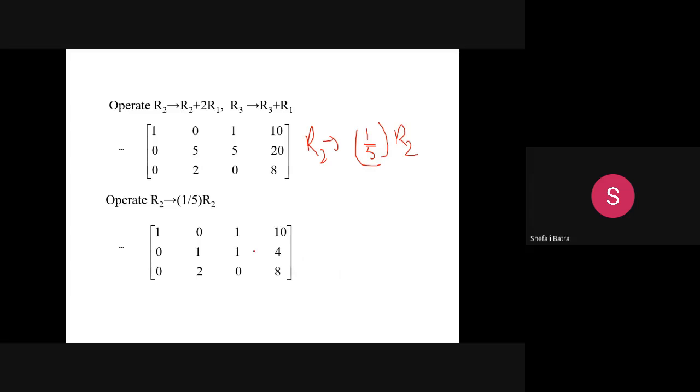Now, what next? Can I multiply this R2 by 1 by 5? R2 becomes 1 by 5 times R2. So it would become 1, 1, 4. So you're writing here 1, 1, 4. Done. And similarly, you can multiply this row R3 by 1 by 2 times R3.